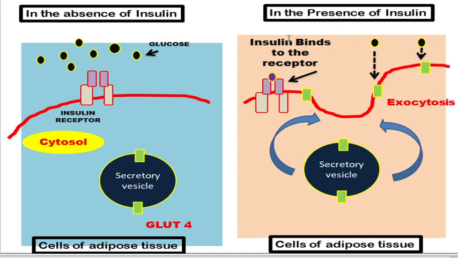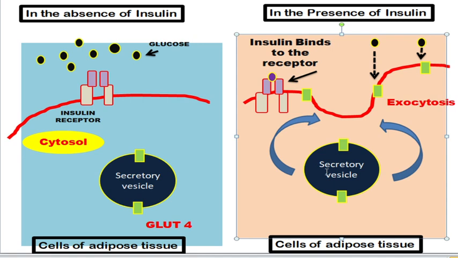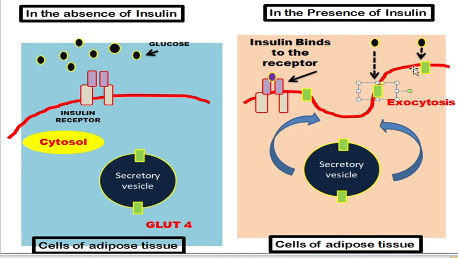Okay, so once insulin is present, insulin will bind to your insulin receptor, then the secretory vesicle will start to bind to the plasma membrane and it will form the receptor over here. So now the glucose will bind and it will be involved in sugar uptake.